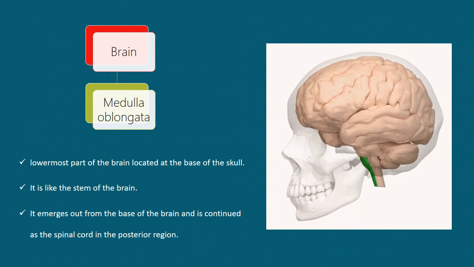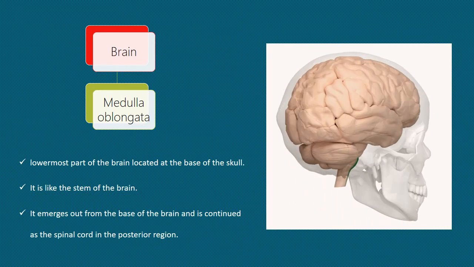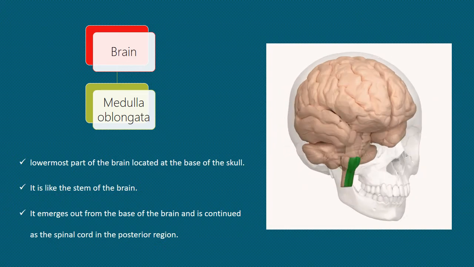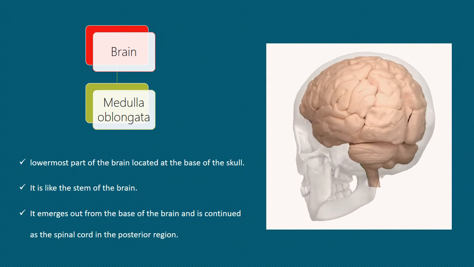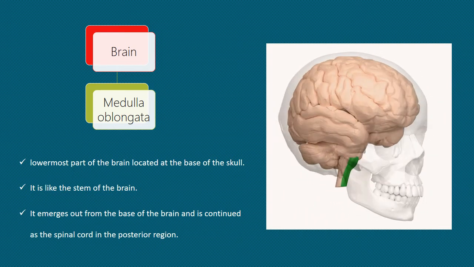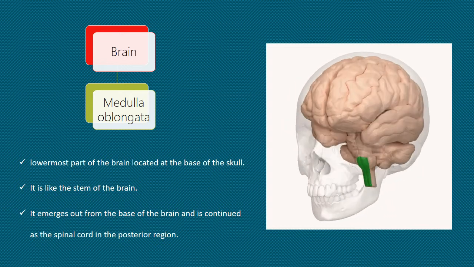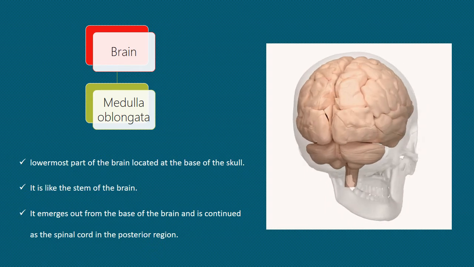Next brain region is medulla oblongata. It is the lowermost part of the brain located at the base of the skull. It is like a stem of the brain. It emerges out from the base of the brain and is continued as a spinal cord in the posterior region. It controls breathing, heartbeat, coughing, sneezing and other involuntary functions.